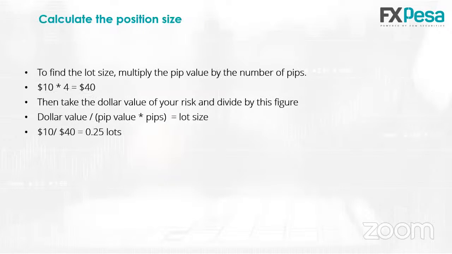So how to calculate? You have the lot size, the pip value, and the number of pips. Multiply the pip value by the number of pips, and then you find the dollar amount. Once you find the dollar amount, you divide the amount of money you are risking by that dollar amount, and you get the estimate of the lot size. So it's very straightforward.